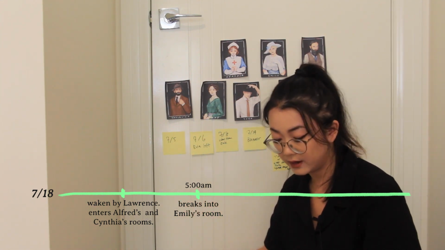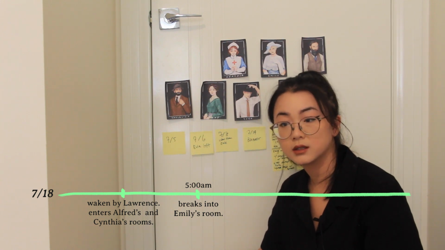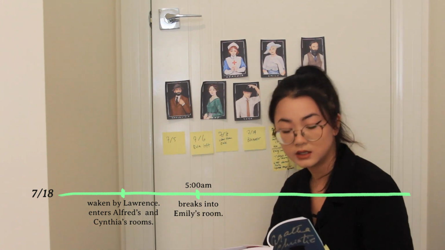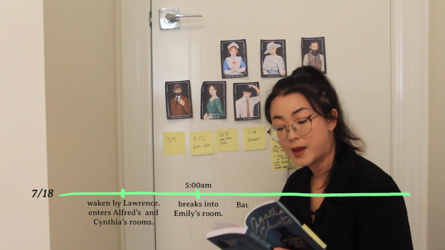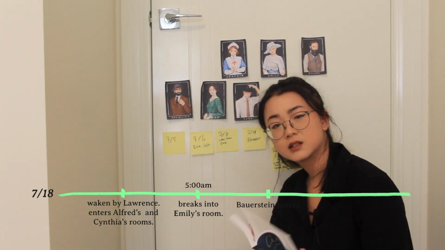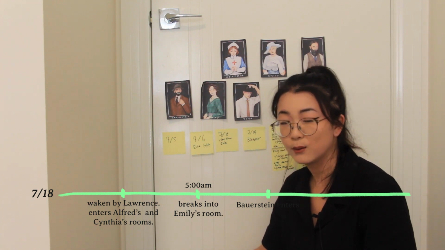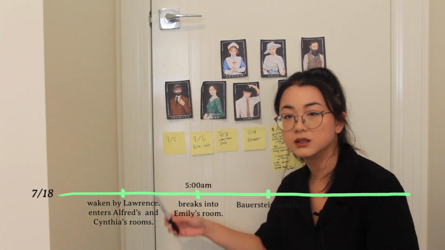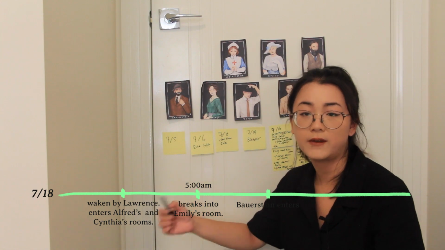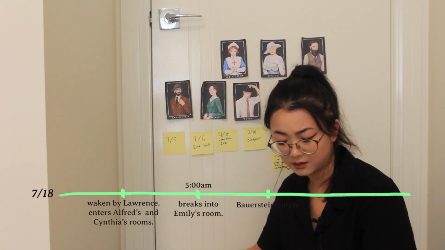And then they find Emily in bed, struggling, having like a stroke or a seizure or something. That's when Dr. Bauerstein comes in, and he explains later that he was just passing by when he saw a car leaving the house trying to go fetch Emily's personal doctor.